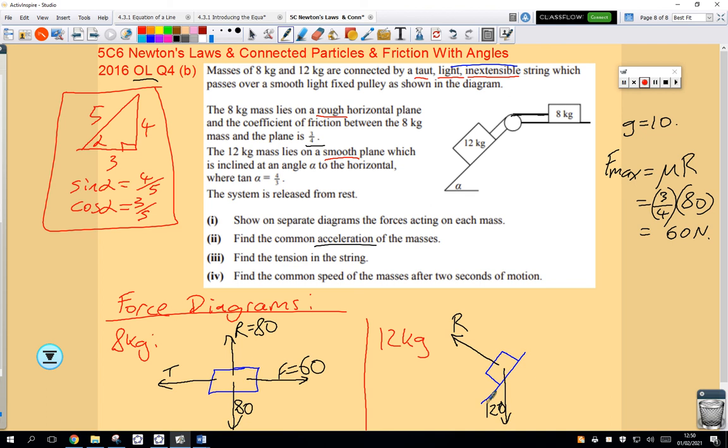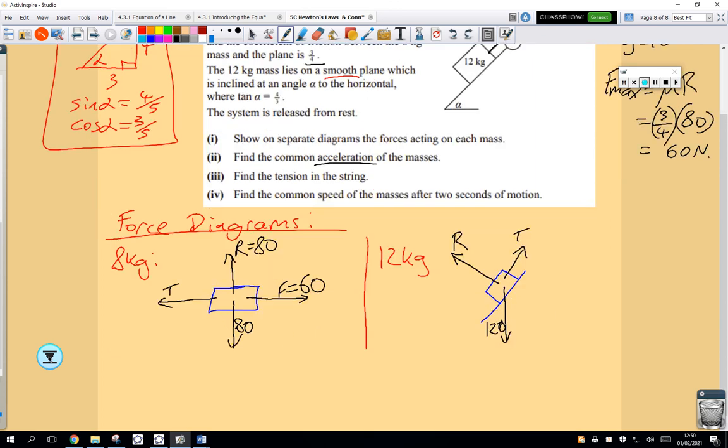There's a force on the object by the string here, that's called the tension force, and that's the same T, that's the same tension force as is acting on the 8 kilogram. That tension is constant throughout the string. It's an inextensible string. So this is what we're looking at here. In order to think about the normal reaction, I'm going to resolve this weight force down here into its perpendicular and parallel components.